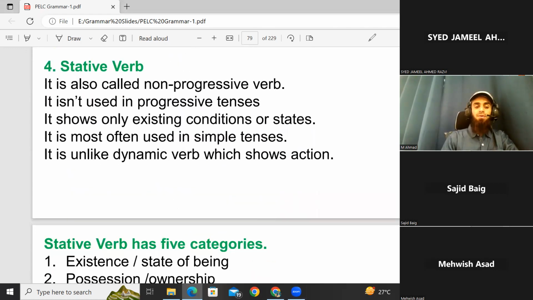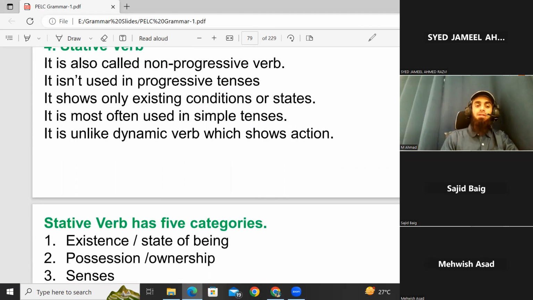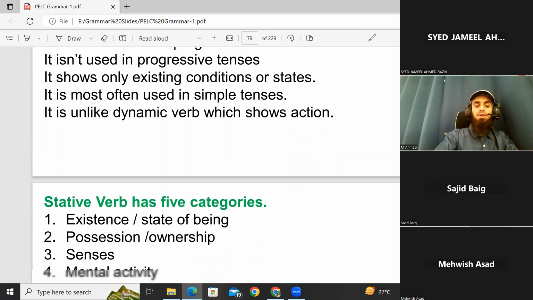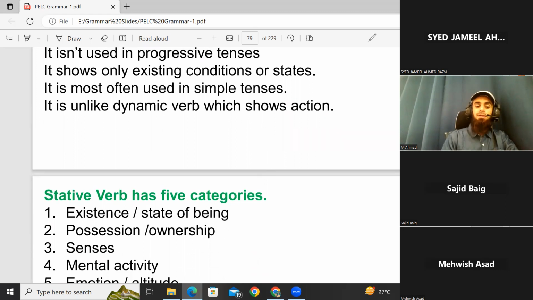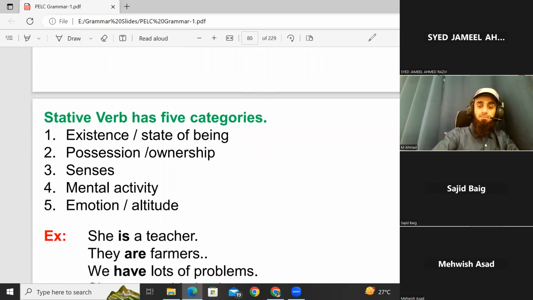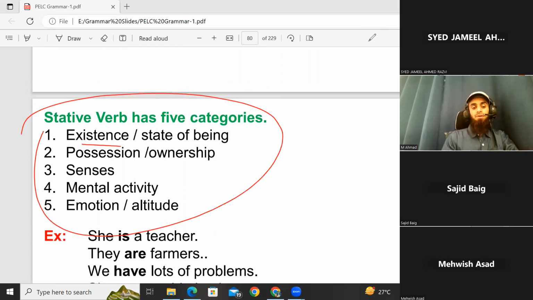Next, we have stative verb. It is also called non-progressive, and we studied it. It is not used in continuous form. It shows only existing conditions or states. It is most often used in simple tenses. It is unlike dynamic verbs, right? We already discussed it, but let's see the examples now. These five possibilities it would show: possession, senses, mental activity (I think, I imagine), emotions, and existence.